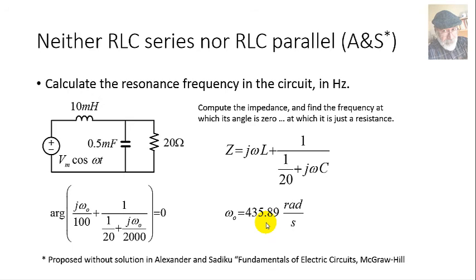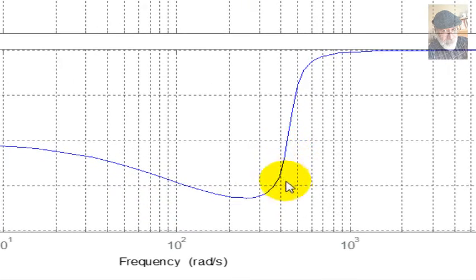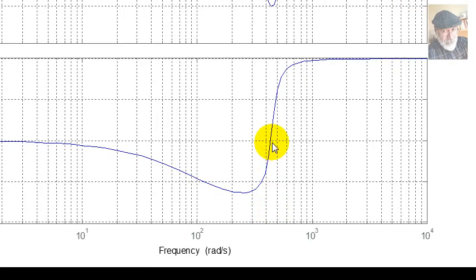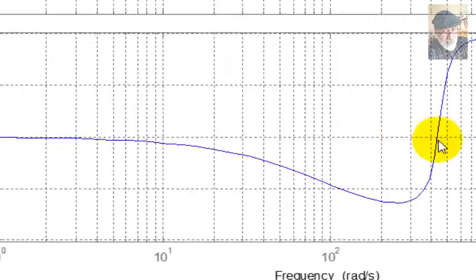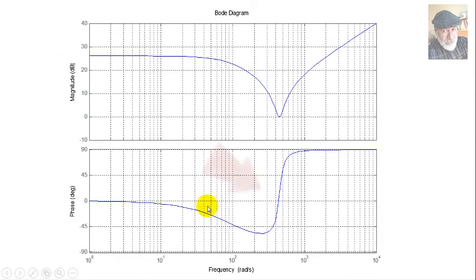Let me plot that angle of that impedance as a function of omega over here in the plot at the bottom. The angle of that impedance here is changing with frequency. But at this particular frequency, whatever that is, that phase is 0. Well, it shouldn't be called phase, but that is the way that is labeled on that axis. The angle of the impedance is 0. Whatever frequency we have here, that is the frequency of resonance of that circuit.